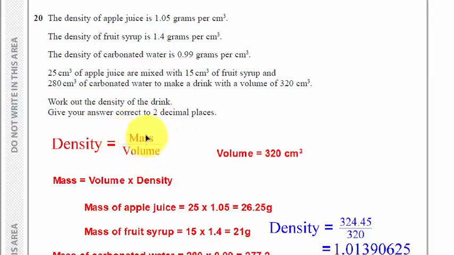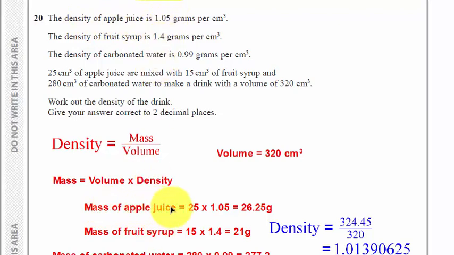For the other part of the formula, I need the mass. By multiplying both sides of this equation by volume, it's dividing there, so it's going to be multiplying with the density to work out mass. I can work out the mass of each individual part of the drink.